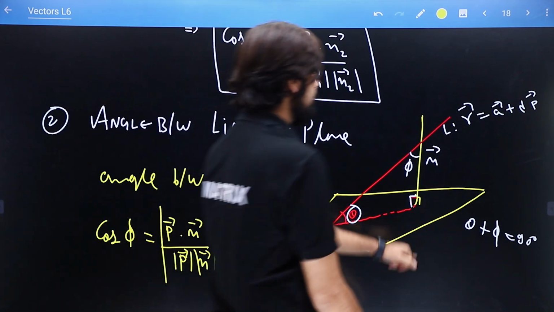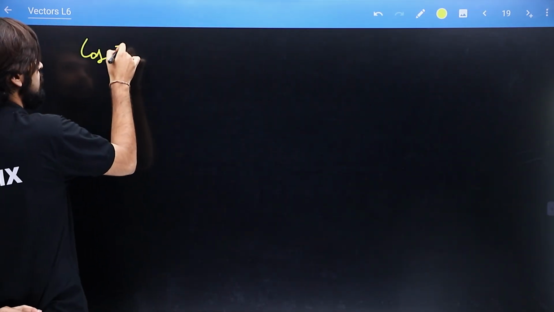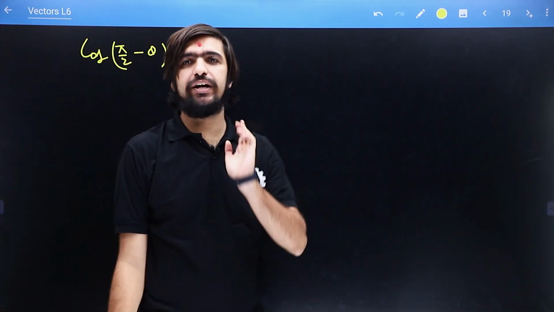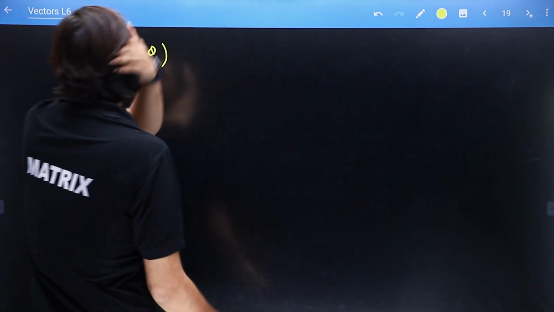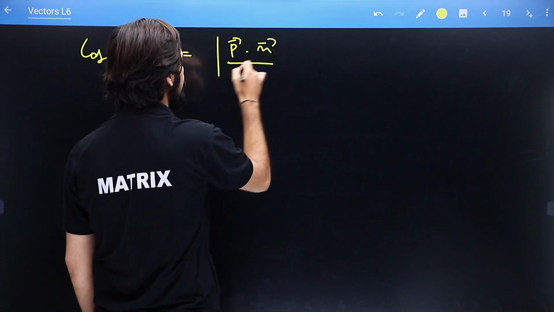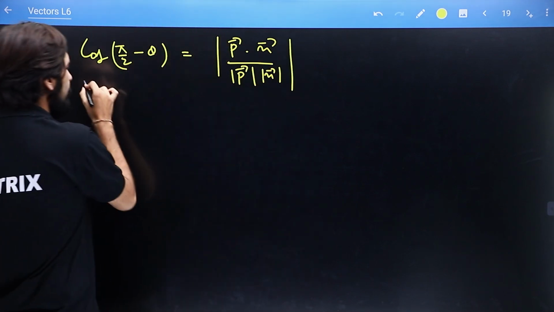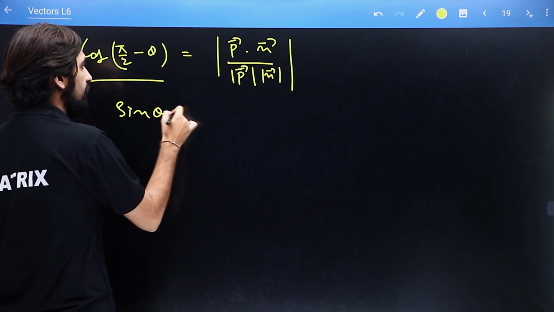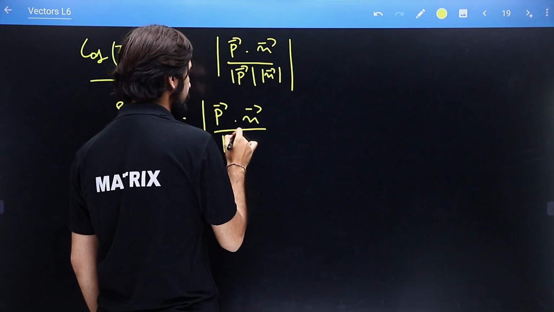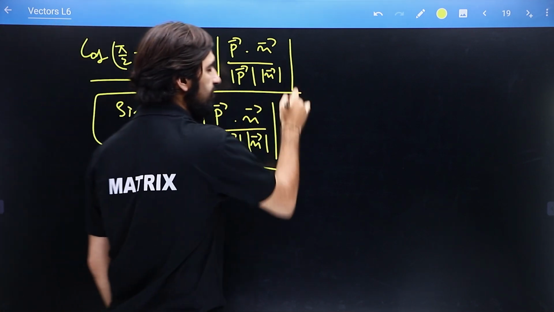Now we know theta plus phi is equal to 90 degrees, so we have to put the value there. So this will be cos(pi by 2 minus theta), because we have to find the angle between line and plane, not the angle between the normal vector and the line. It was vector P dot n vector divided by mod vector P mod n vector. So sin theta is equal to mod of vector P dot n vector divided by mod vector P mod vector n. So this will be the angle between line and plane.